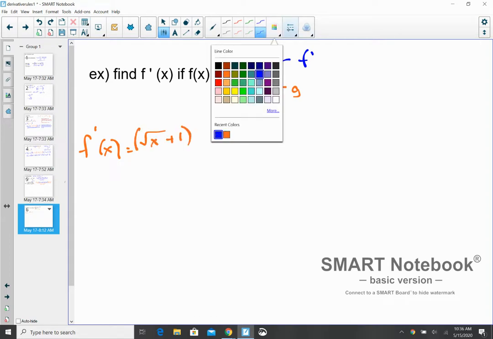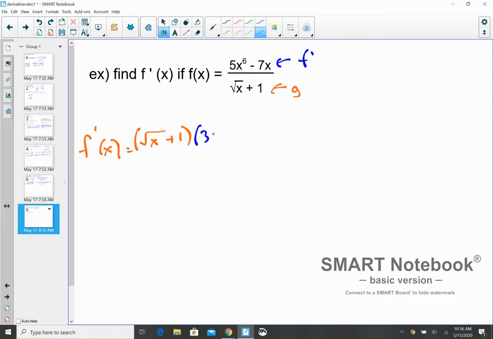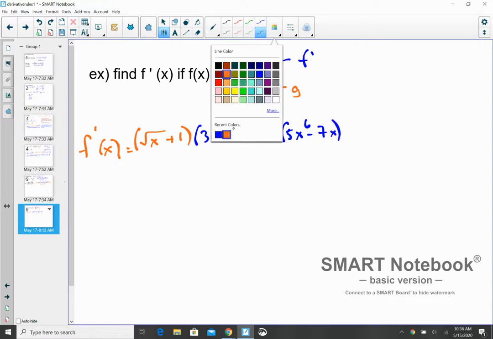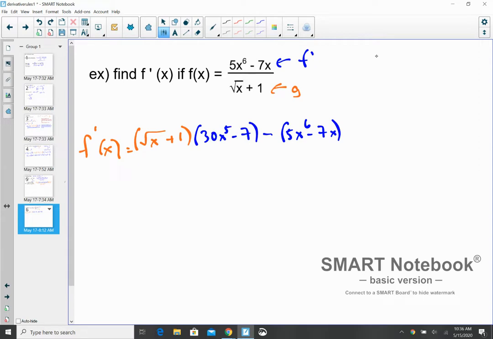The D high is then going to be 30x to the fifth minus 7. Let's take the derivative of the top part. Minus, that's low D high minus high D low. Now, I'm not big on reinventing the wheel. We took the square root of x, just to remind you, square root of x is x to the 1/2. So his derivative would be 1/2 x to the negative 1/2, which would turn into 1 over 2 square root of x. The negative part moves him down below, and because he's 1/2, he's inside there.